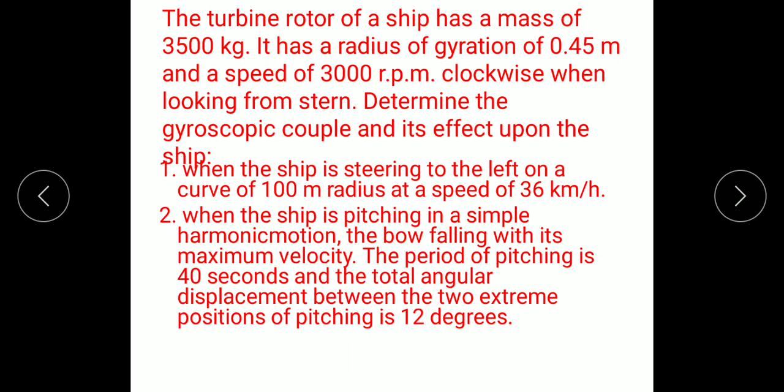Next problem, note down. So here the turbine rotor of a ship has a mass of 3500 kg.